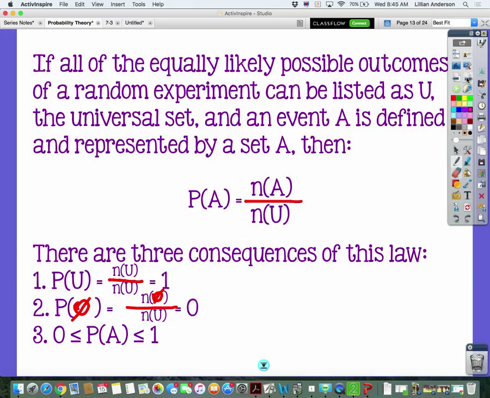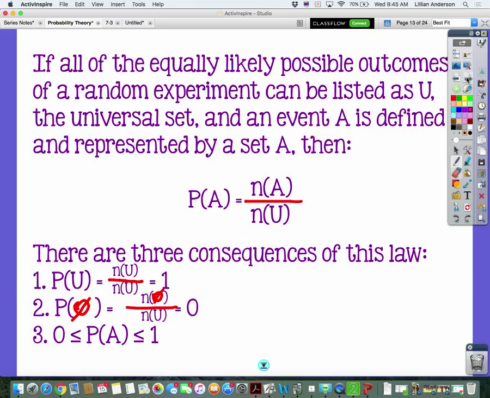Now with this definition, there are 3 consequences of this law, okay? The probability of you getting something from the universal set is always equal to 1, okay? No matter what, whatever's in the universal set, all the probabilities will equal 1. The probability of getting an empty set is 0, because if you think about it, you divide the number of elements in the empty set by the number of elements in the universal set. Well, the number of elements in the empty set is always 0. 0 over any number is going to equal 0.